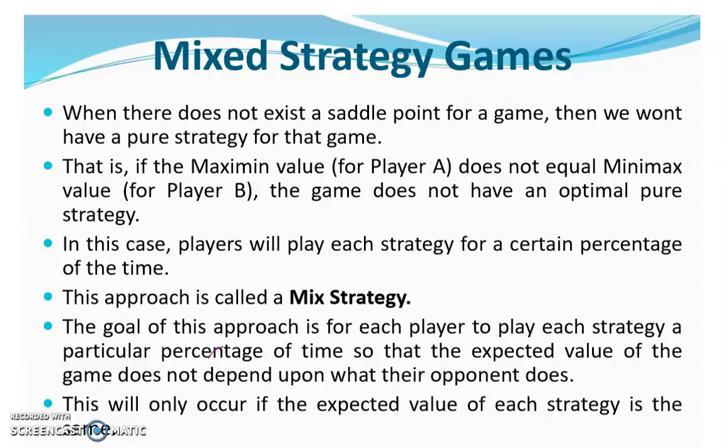So in this case, each player will play their strategy for a certain percentage of time. That's why we call it a mixed strategy. For example, let's say player A has strategy 1 and strategy 2, so basically he will mix strategy 1 and strategy 2 throughout the time. So the goal of these mixed strategy games is that the expected value does not depend on their opponent's strategy. And this will all occur if the expected value of each strategy is the same.